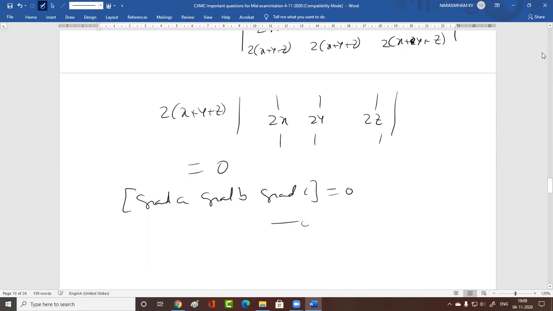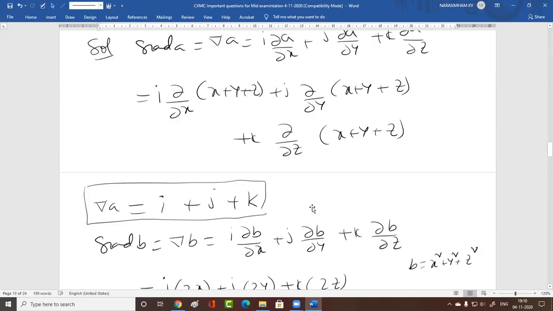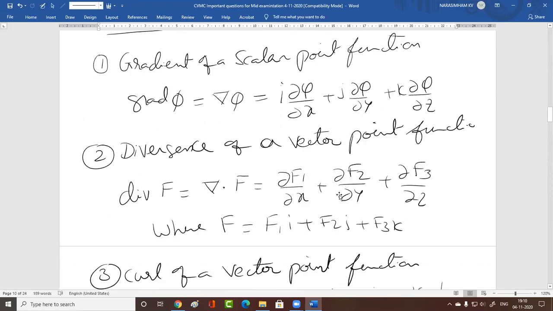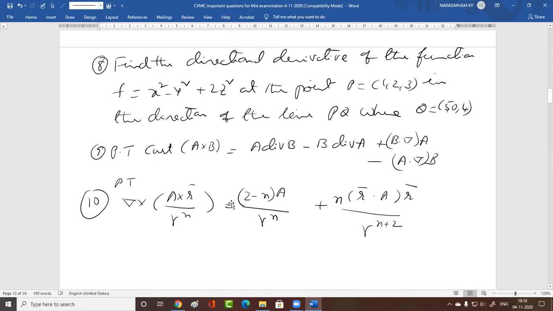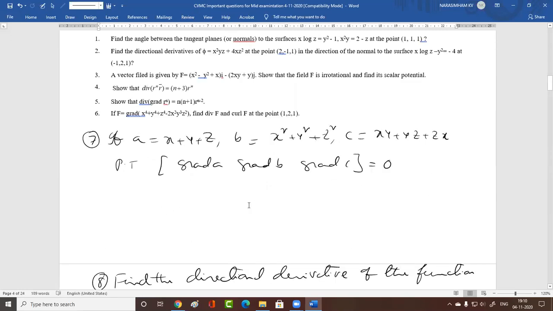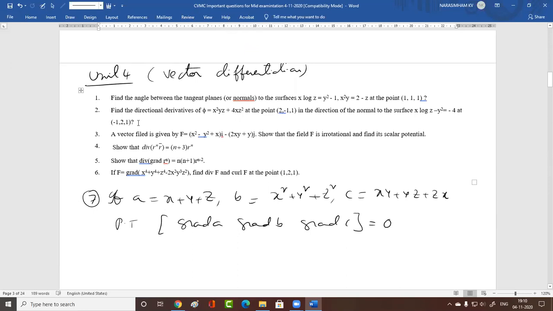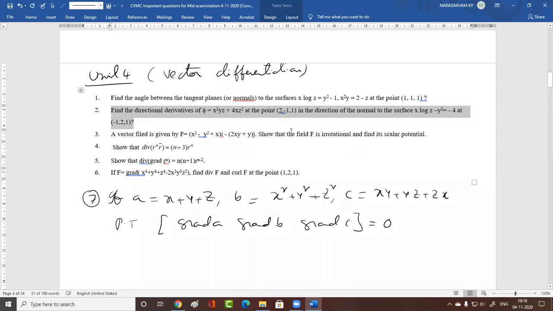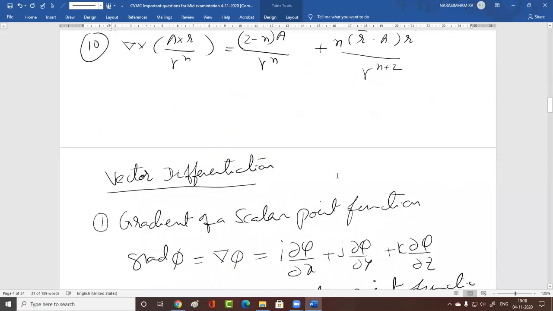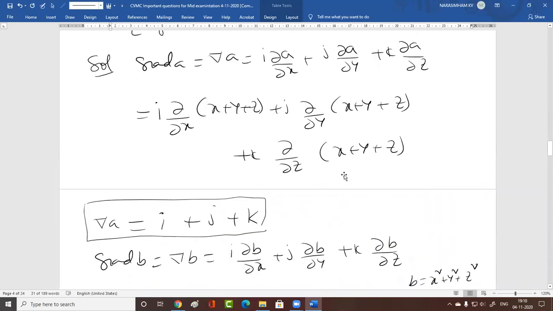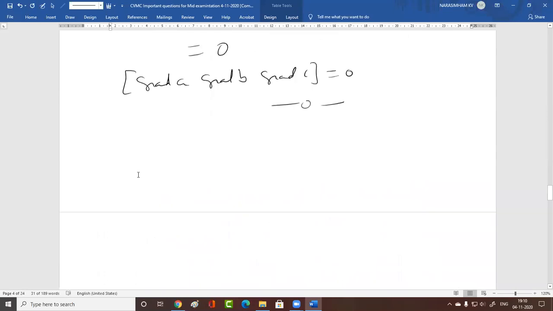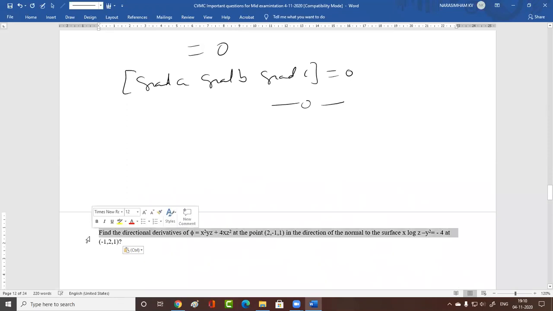This is question number 7. Now coming to next model. I will send the soft copy, don't worry, just listen. Now find the 7th question, then go to the second question. Question number 2.